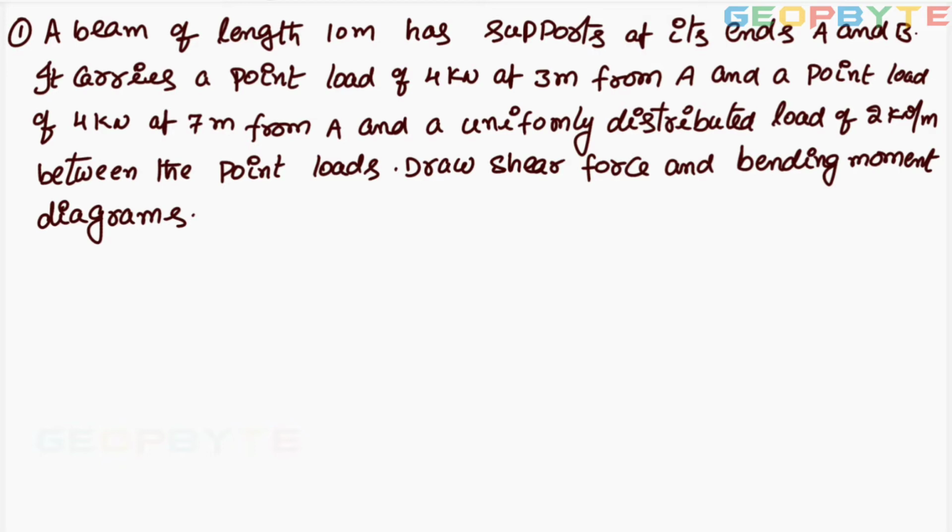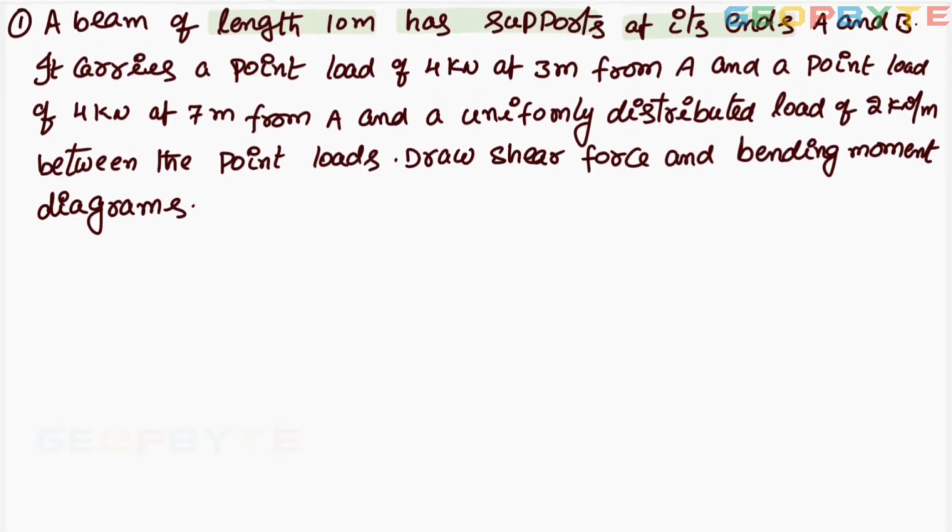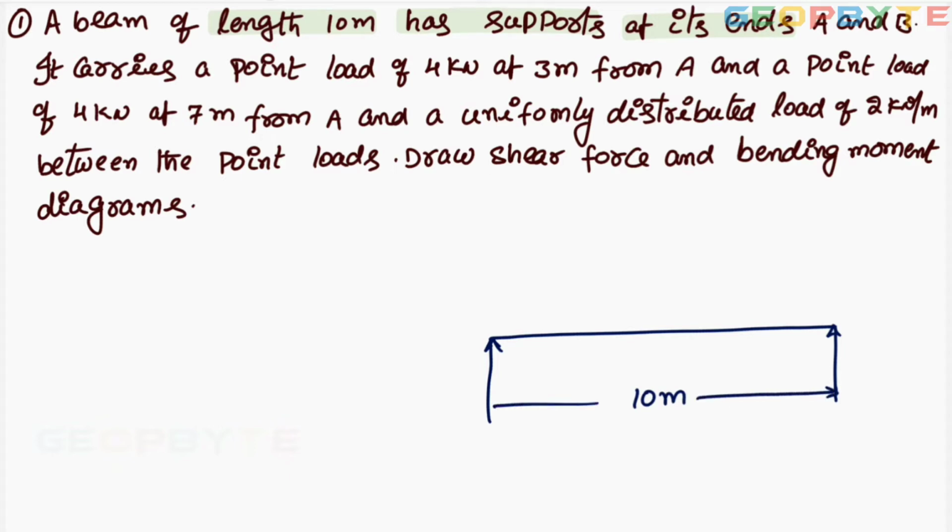The problem is a beam of length 10 meters has supports at its ends. Means the given problem is for a simply supported beam of length 10 meters. This is one support and this is the other support. The length of that beam is 10 meters, with supports A and B.